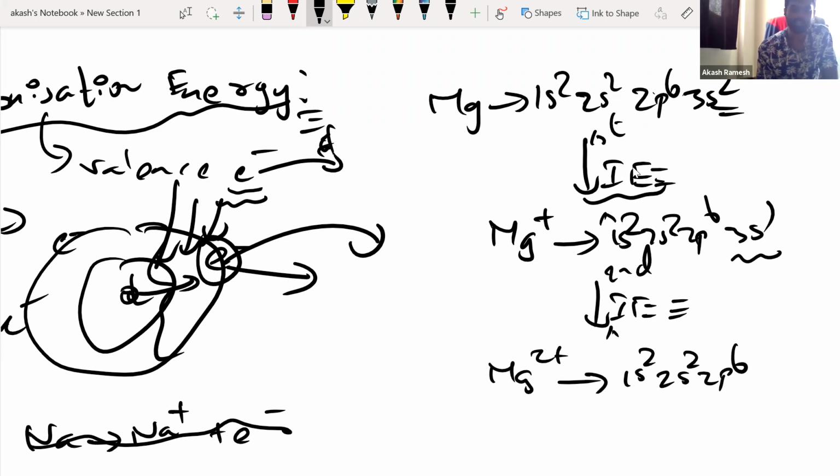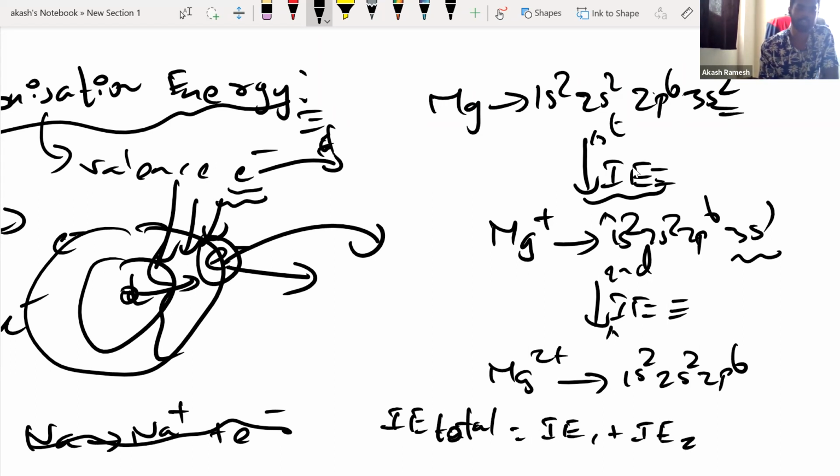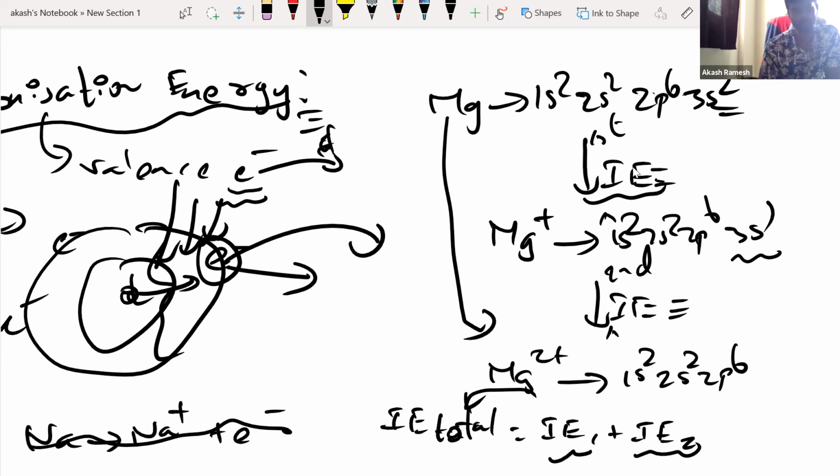Now if I ask you, what is the total ionization energy? It is equal to IE1 plus IE2, in the sense that the first ionization energy plus the second ionization energy will give you the overall ionization energy of the process going from Mg to Mg2 plus. What I'm trying to tell you is that with one ionization energy, we can remove only one electron. If you want to remove the second electron, the energy required will be different. The value will be different, and the name is different: it is called the second ionization energy.